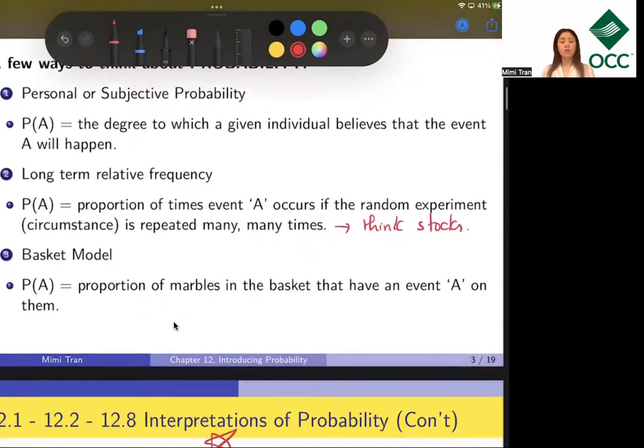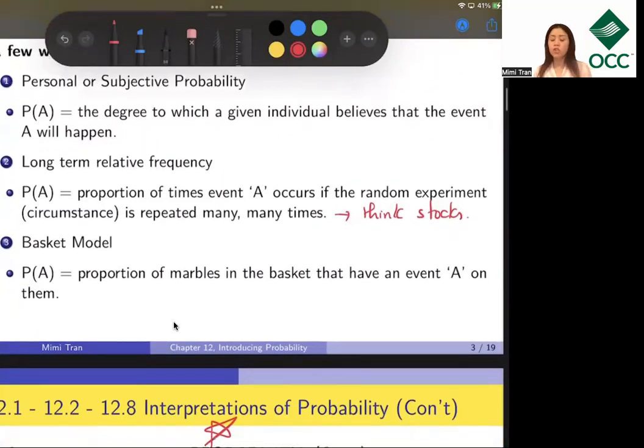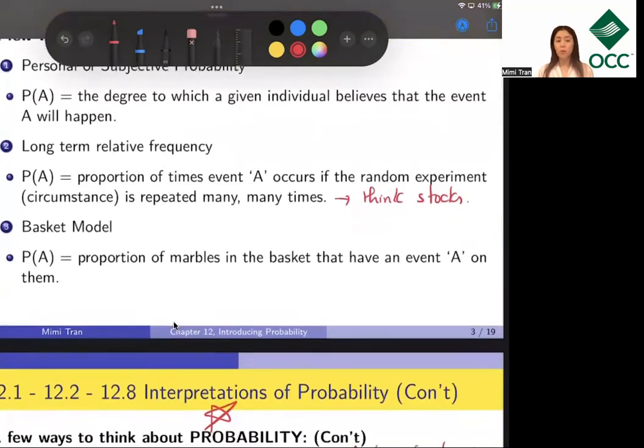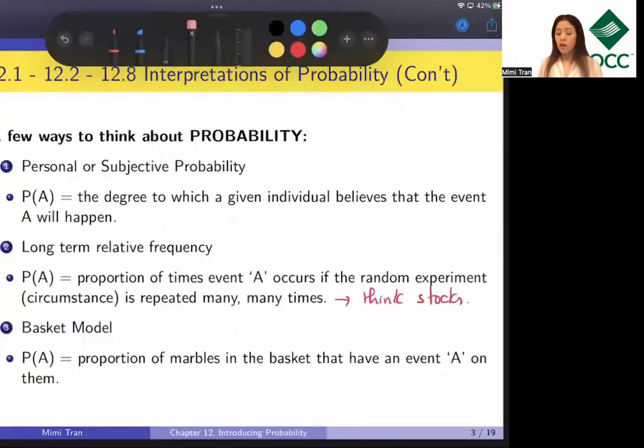Now, the third one is the one that we actually dive into in this section. It's called the baskets model. So P of A, the probability of some event, is the proportion or chance of marbles in a basket that have an event A on them. So let's take a look at the example next.